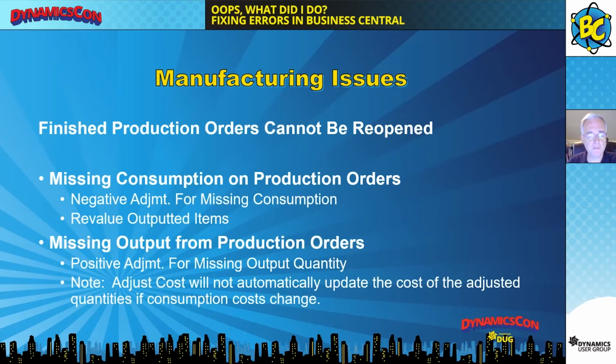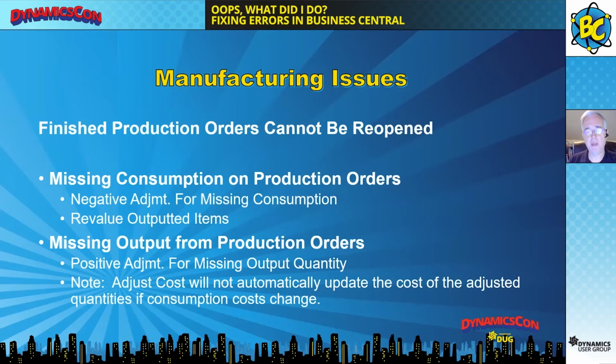As far as consumption is concerned, what you would do is a negative consumption for the missing components. And then I would also use the original production order as the document number for that negative adjustment, because you want to get that raw material out of inventory because it's no longer there. So do a negative adjustment to get it out of the inventory using the same document number. That way you can at least reference where it was or where it should have been. And then you can go ahead and revalue your output.